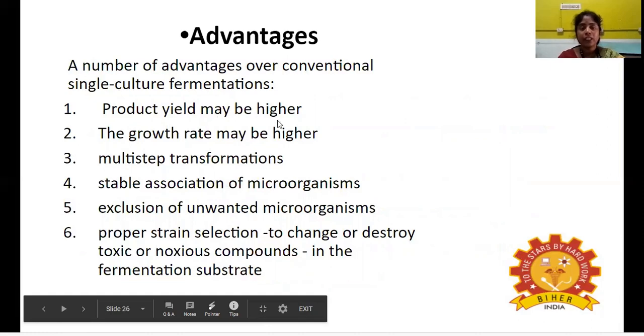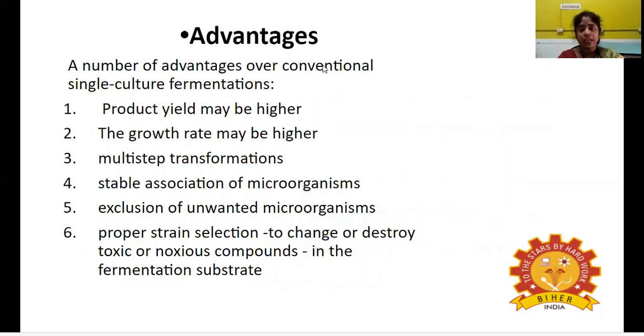So why are we going for a mixed culture? Because we need a product in a higher amount. So the product yield is higher. That's the first advantage. Then since we are using two types of organisms for the mixed culture fermentation, the growth rate should be higher. So that is the second advantage.